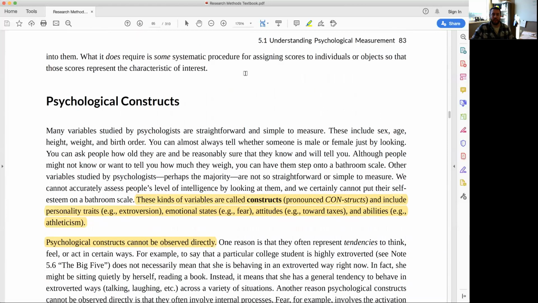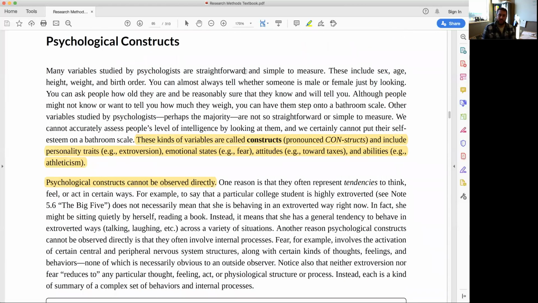So that brings us to a term called constructs. They include a wide range of things: intelligence, personality traits, emotional states, attitudes, abilities, pretty much all the things we think about when we think of psychology, and probably the stuff that interests you in psychology is going to be considered a construct, right? Again, something that we can't just look at somebody and know that this is what they are. We need other pieces of information to allow us to figure that out. They cannot be observed directly, big component.